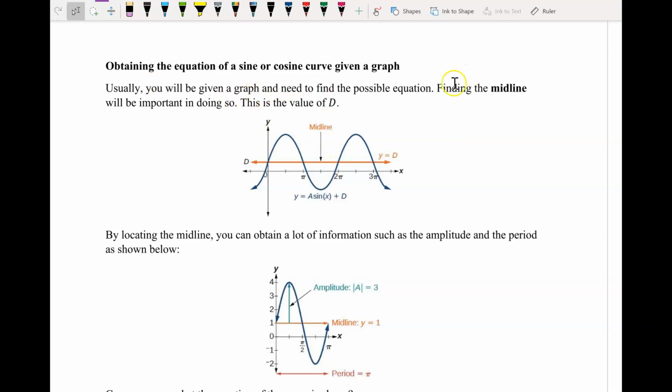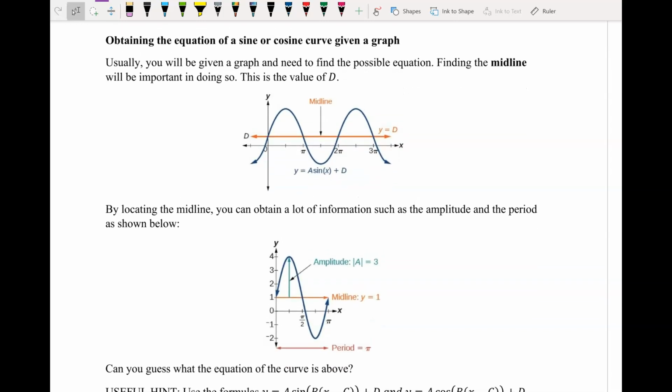So first, one of the good things to do is to find the midline. The midline in this case would be the halfway point where you can divide the graph in half. So you can see here it's halfway. It divides the amplitude from the top and the bottom, so from here to here, and then from here to here is basically half of it. Okay, so this midline, if you locate it, that's the value of d immediately.